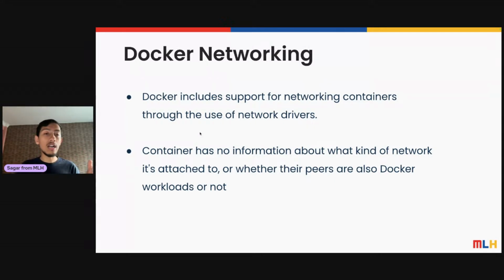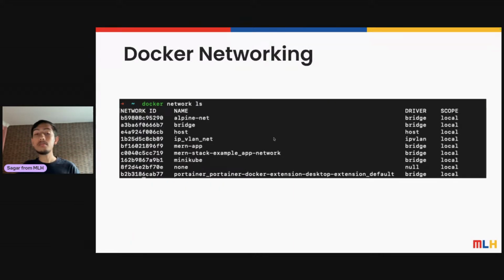And by default nowadays, normally when you run a container, it is run in something called the bridge mode, the default bridge mode, and containers will be able to communicate by using the IP address, but not the name. I'll just talk about this in the demo. You will be more clear about that. And a container has no information on what kind of network it is attached to, or whether its peers are also Docker workloads or not. The container will have no idea about that.